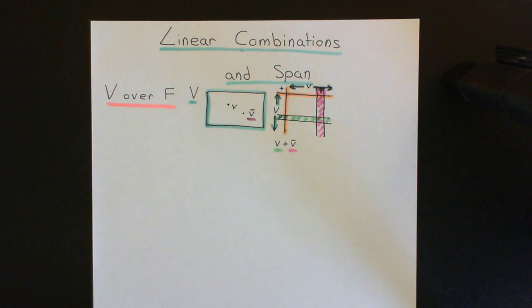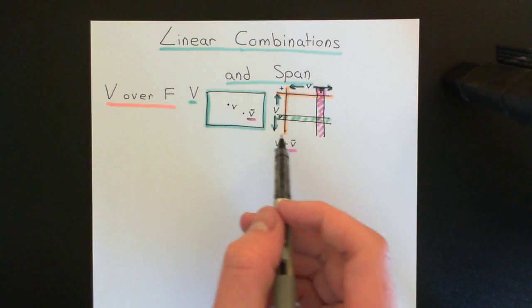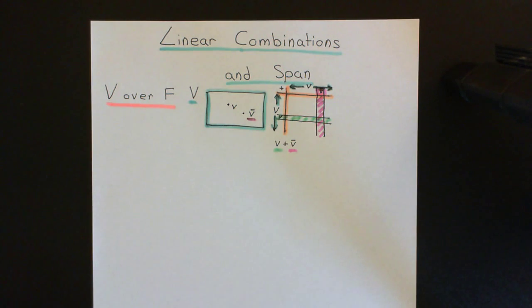I'll just list those off. If you want these in more detail, look at the video on the definition of a vector space. But just listing them off, it needs to be closed under addition, which means that all of the answers in this addition composition table need to be back within the vector space.